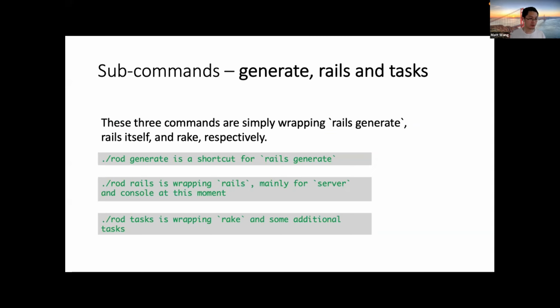We use the raw generate to generate a project, to generate models and controllers and something like that. And raw rows is just a wrap of rows, and the raw task is just a wrap of rake. Of course, I'm going to add some shortcuts for the rake task. Like we may have raw migration to do the DB migration task, and we will have raw rows or something like that to add shortcuts for some tasks.